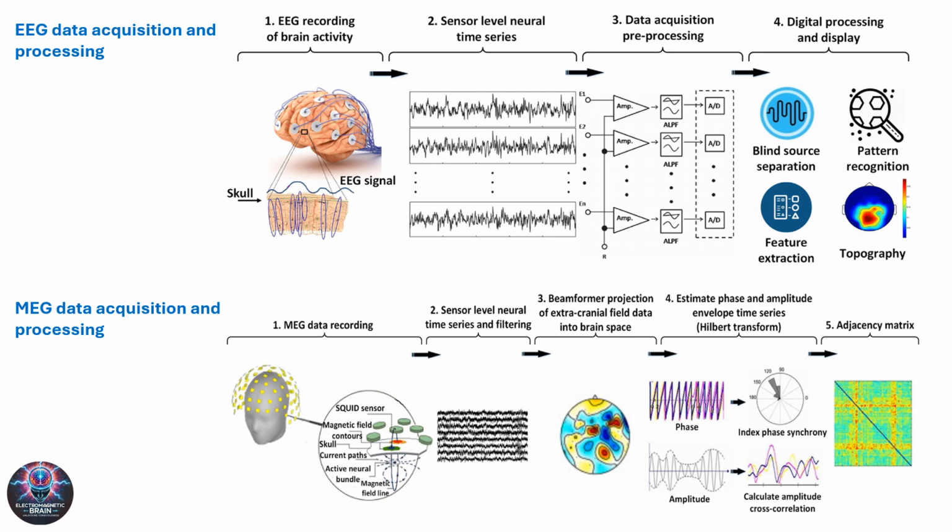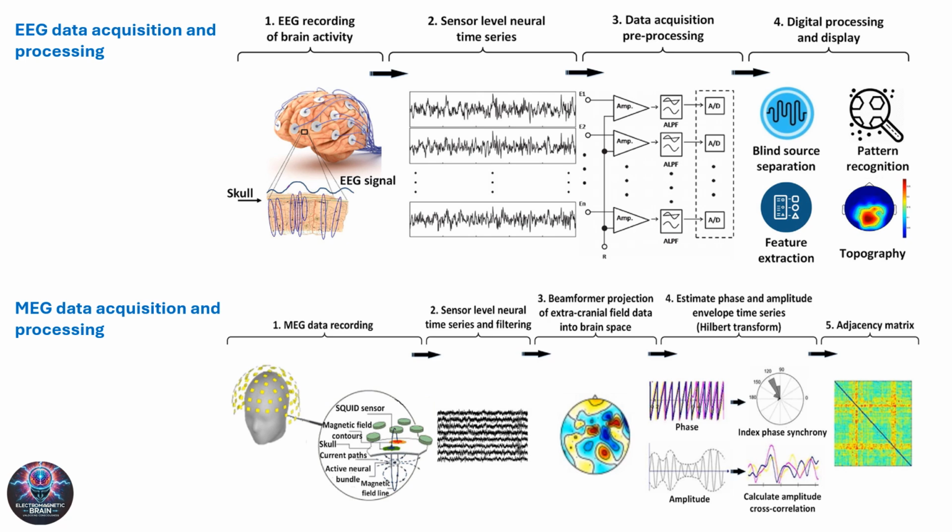On the other hand, MEG, magnetoencephalography, measures the magnetic fields generated by the electrical activity of neurons. The first step in MEG data acquisition is recording the magnetic signals from the brain using highly sensitive SQUID, superconducting quantum interference devices, sensors placed around the scalp. Sensors detect the faint magnetic fields produced by neuronal currents.